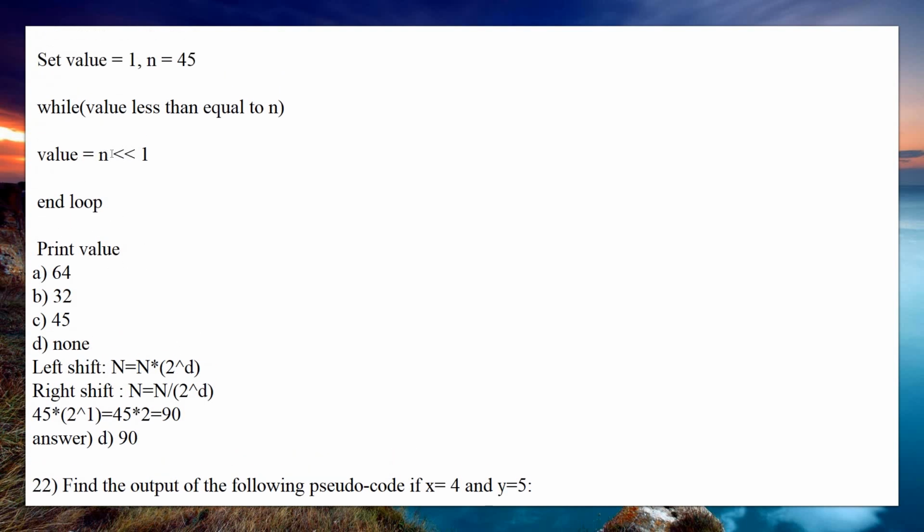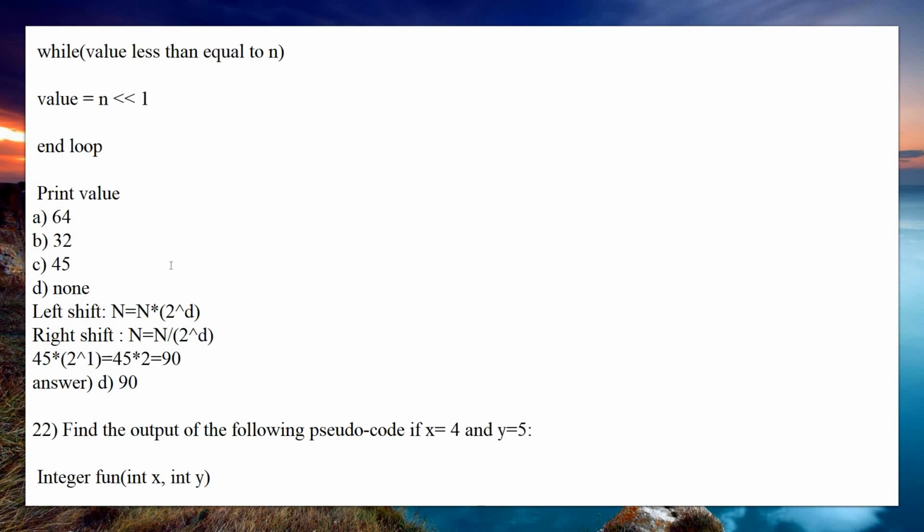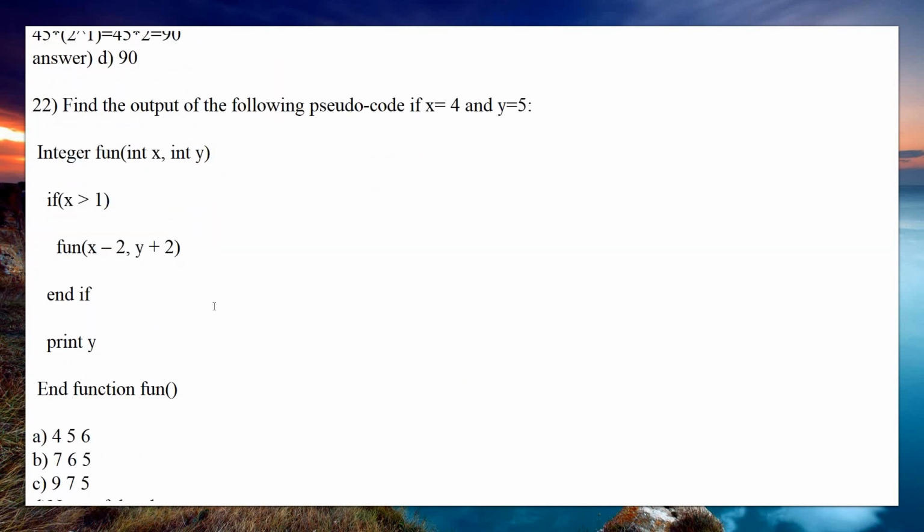So then you are going to print the value. So n is 45, which is left shifted by 1 bit, and it will print the value which is nothing but 90.